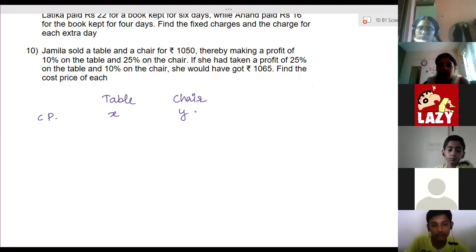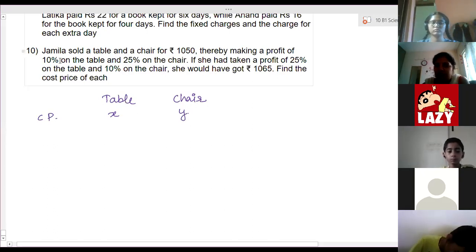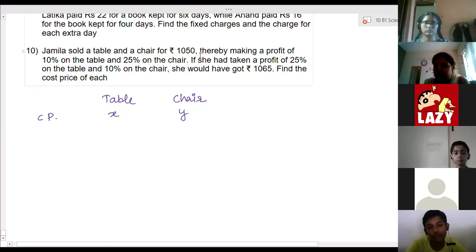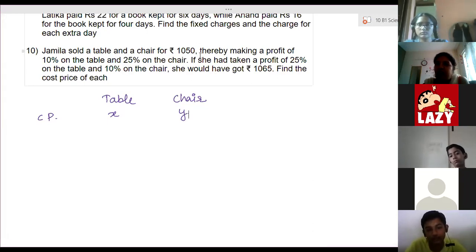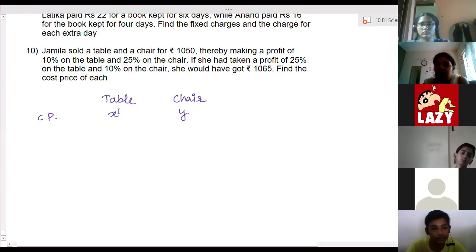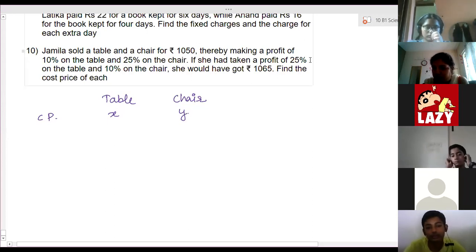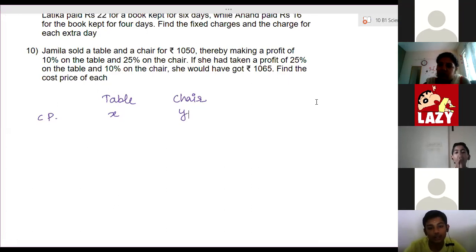Wait. So their CP are X and Y. Now the person is selling this table at 10% profit, and the chair at 25% profit. Then altogether he got 1050 rupees. Now the second condition: if we interchange the profit percentages, the table is sold at 25% profit and the chair at 10% profit, then the total selling price is 1065. Total selling price, not individual.